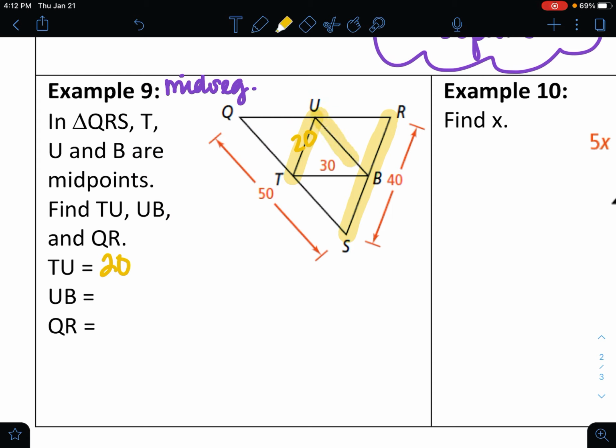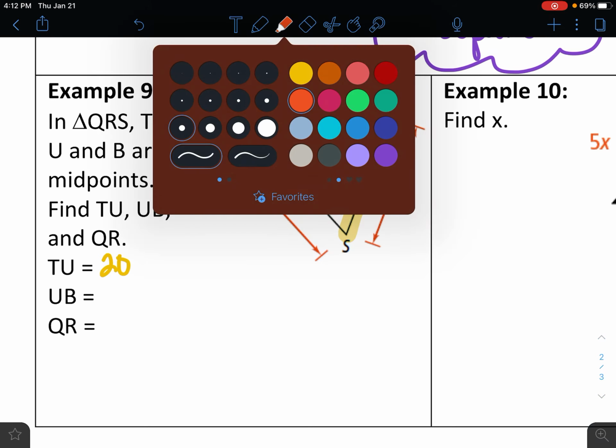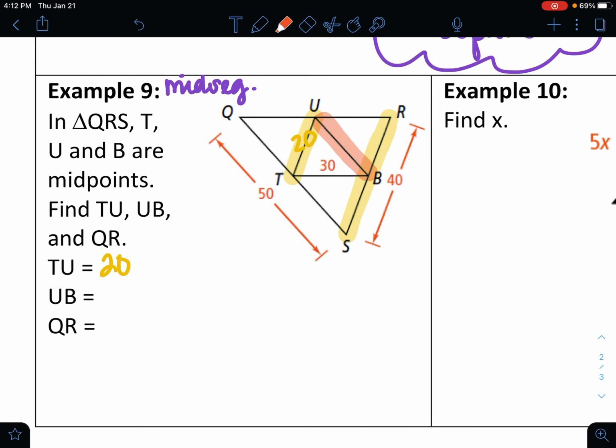All right, so next we got to find UB. Where's UB? Oh, that's not the color I wanted. Okay, UB, which is parallel to QS. So the sides that are parallel are going to have that half relationship. Since QS is 50, half of that is 25. So UB is just 25.